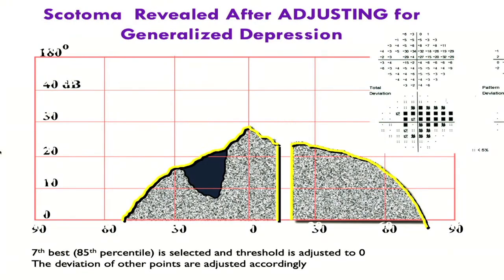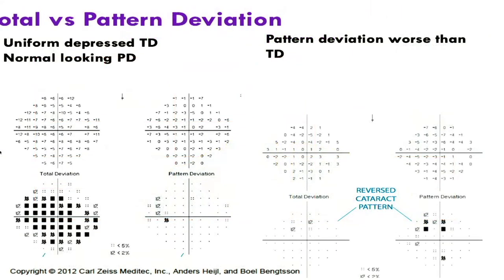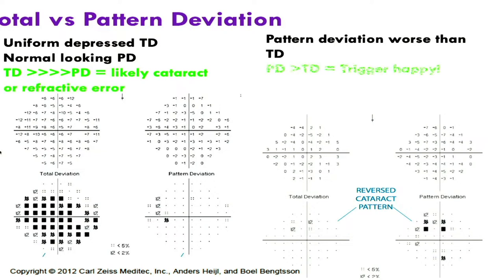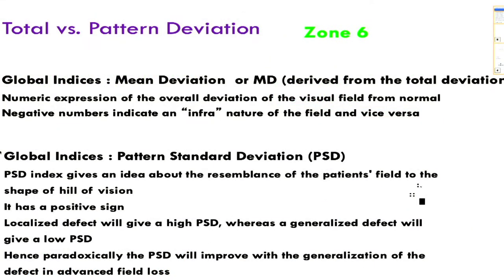You take the 7th best or the 85th percentile is selected and threshold is adjusted. All right, so have a look at the left-hand side. Uniform depressed total deviation with normal-looking pattern deviation tells you this is mostly due to cataract or refractive errors, okay? Pattern deviation worse than total deviation, again, I keep repeating this, it's a reversed cataract appearance. This is a trigger-happy patient. You cannot rely on these visual fields, okay? False positive errors are more.